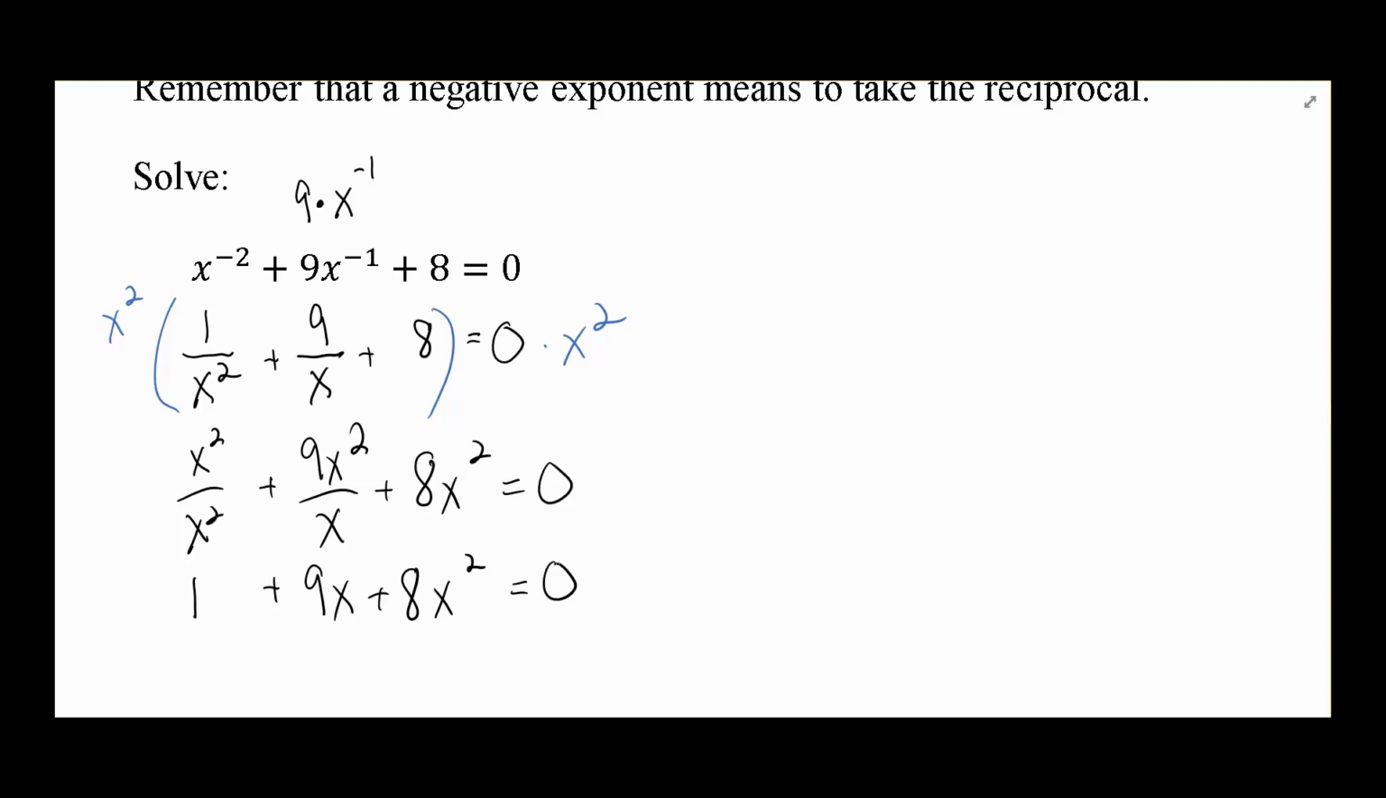But just remember that a negative exponent means to take the reciprocal, and pay attention to what it is that we're raising to the negative exponent. Make sure that coefficients stay coefficients.